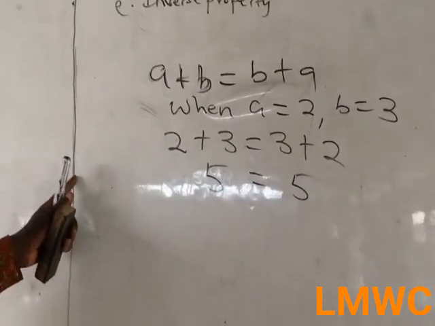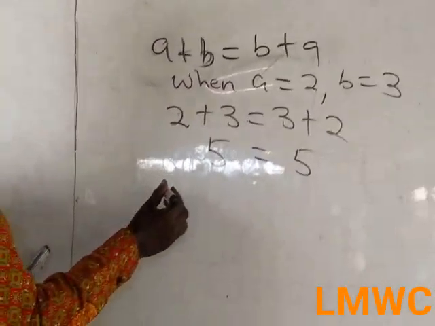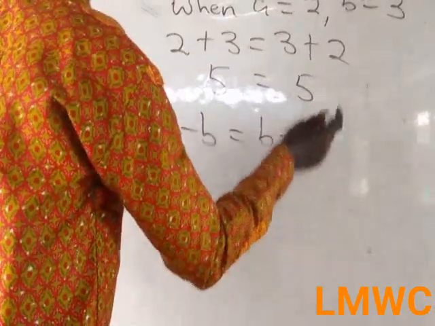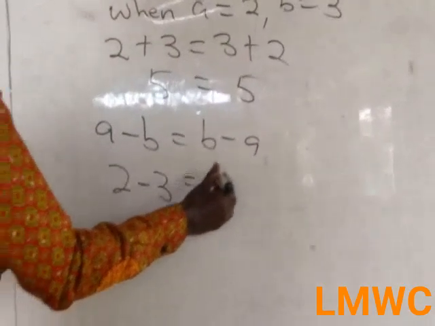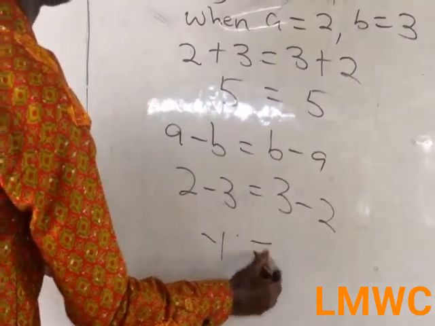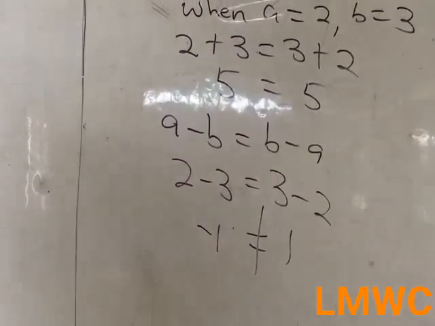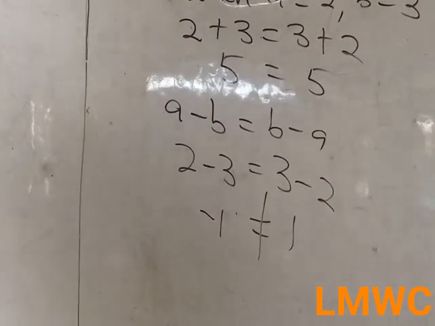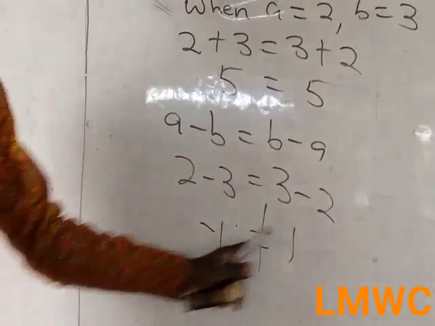Addition of integers is what? Commutative. Let's take subtraction. a minus b is equal to b minus a. Let me use the same example. 2 minus 3 is equal to 3 minus 2. You see, you get here negative 1, and here 2 minus 3 is what? 1. This means they are not equal. So subtraction of integers is not commutative, because they are not what? Equal.